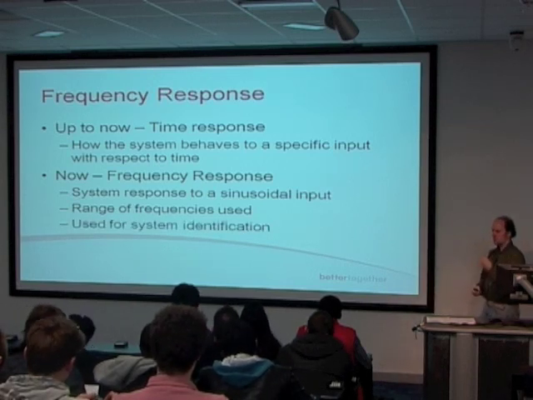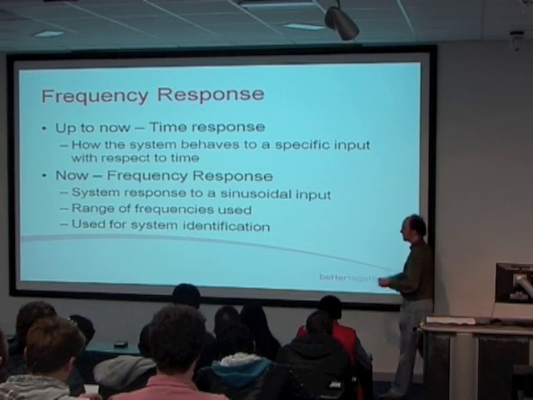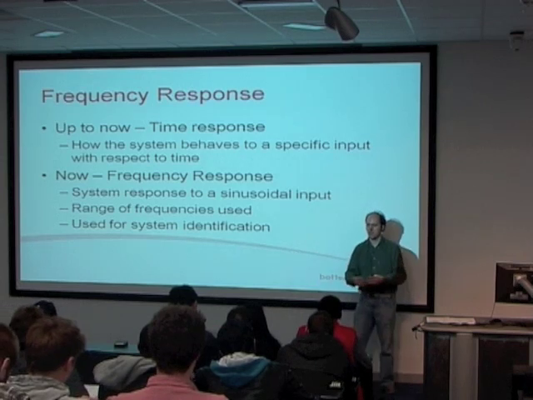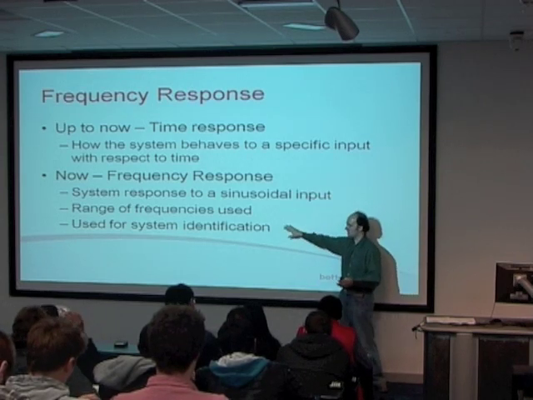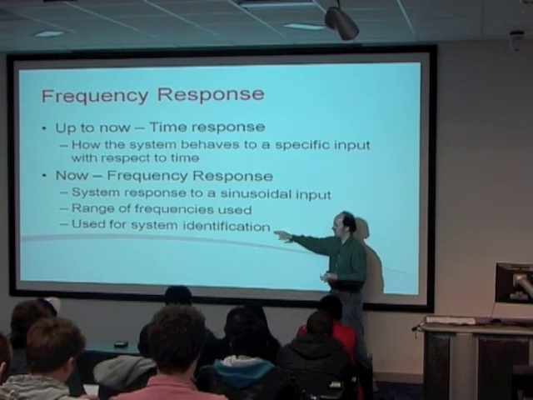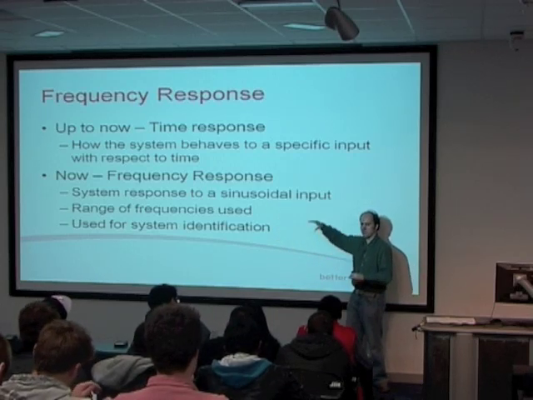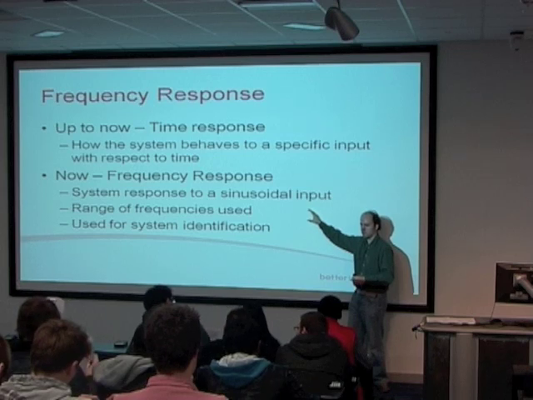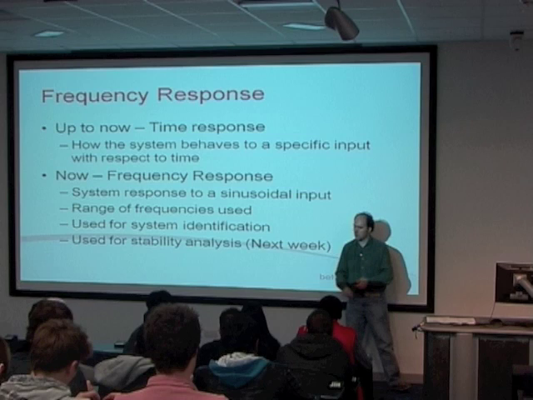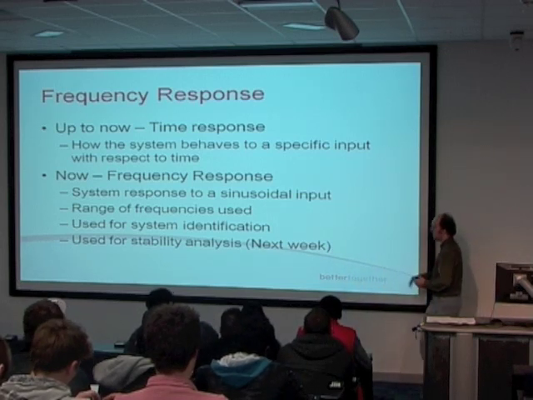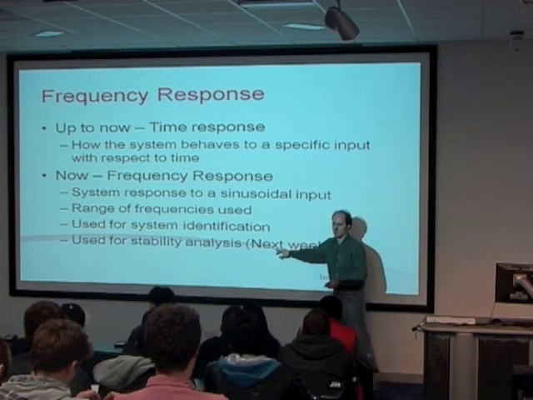So frequency response, we can use it to identify systems, which we'll talk about in a minute. When you've got a real system, if you do frequency response analysis, you end up with a Bode plot or a Nyquist diagram, and from that you can then identify what the transfer function of that system is based on the plot. The other thing you can use it for is what's called stability analysis, to know whether the system's going to go unstable, and that's what Neil is going to talk about next week.